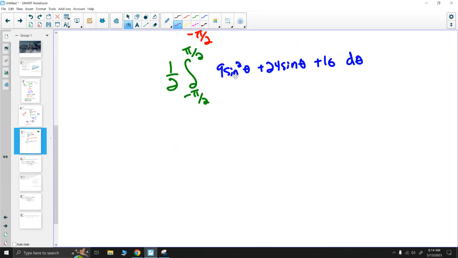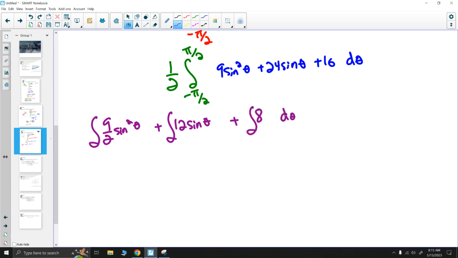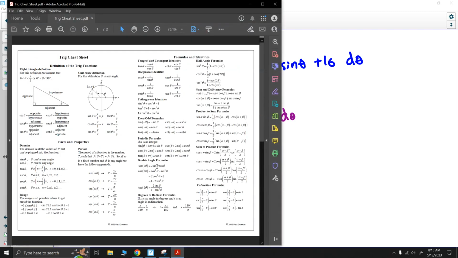All right. So that means this is essentially 9/2 times the integral of sine squared theta, plus 12 times the integral of sine theta, plus 8 times the integral, and these are all d thetas. These ones are easy enough to integrate. This one here, this sine squared, we don't really want it as a squared. We want to go to our trig identities. As a reminder, this is a half angle kind of problem. So let's take a look at our half angles. If we have sine or cosine to some even power, we're going to go to our half angle.